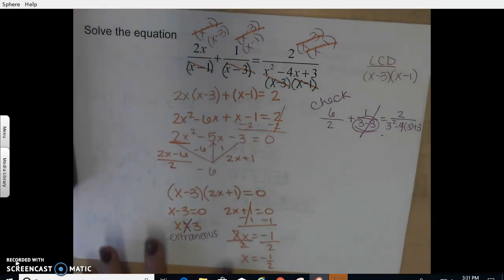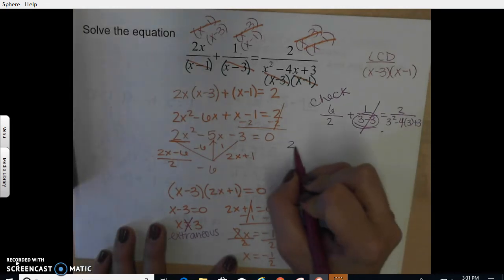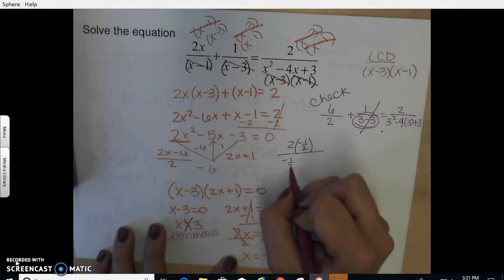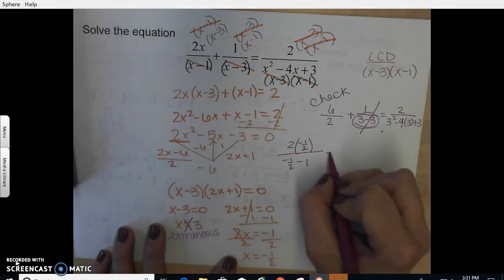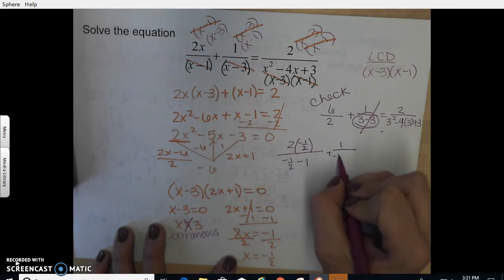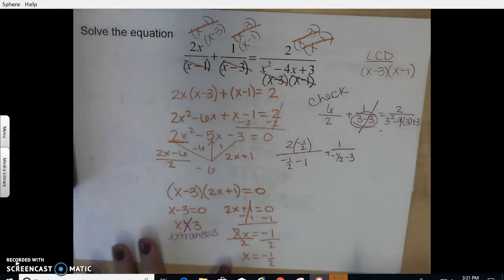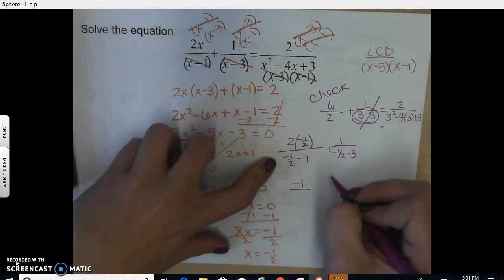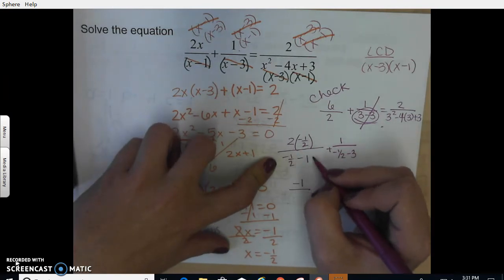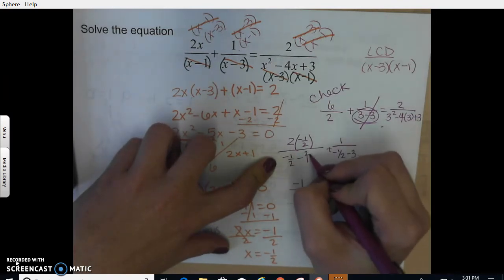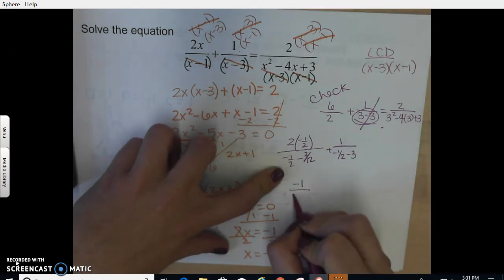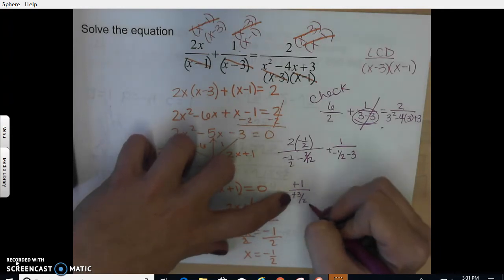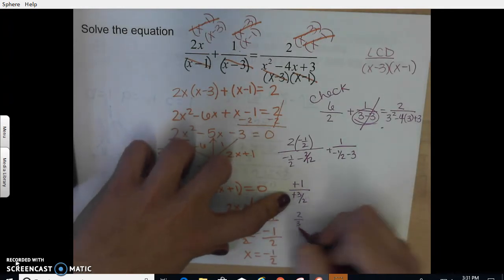Let's try negative 1/2. 2 times negative 1/2 over negative 1/2 minus 1, plus 1 over negative 1/2 minus 3. 2 times negative 1/2 is negative 1, over negative 1/2 minus 1. This is like negative 1/2 minus 2/2, which is negative 3 over 2. A negative over negative is a positive. 1 divided by 3 over 2 is 2/3.